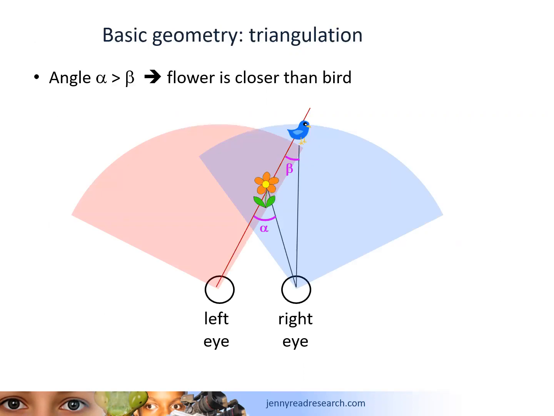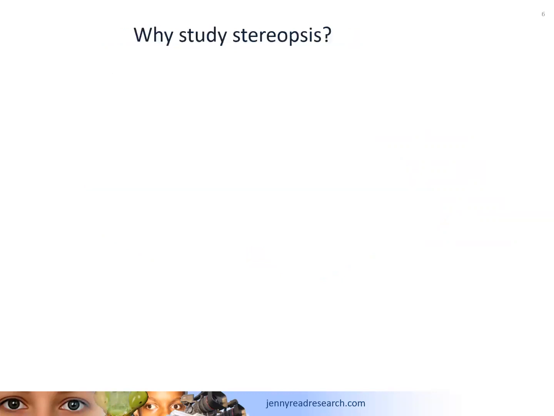So the basic geometry is just triangulation. Okay, so if you're looking at a scene like this with your two eyes, and you can somehow extract the angle alpha that's subtended by your interocular baseline at the flower and recognise that that angle is larger than the angle beta subtended by the bird, or the bird subtends at your interocular baseline, then you know the flower must be closer than the bird. And that's the basic geometry behind stereopsis.